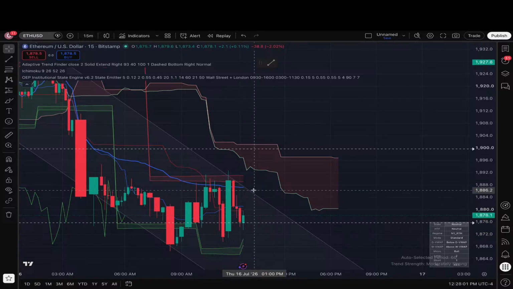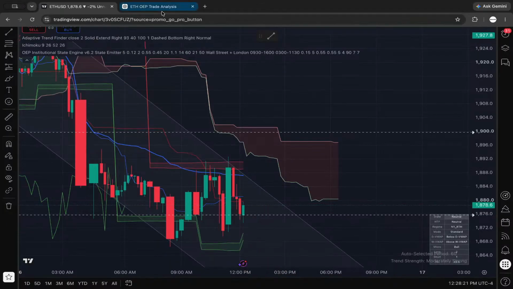We need to see the price spike up here into this resistance range, and then fall back under, or the candle needs to close somewhere back down here in order for us to start looking at short positions.